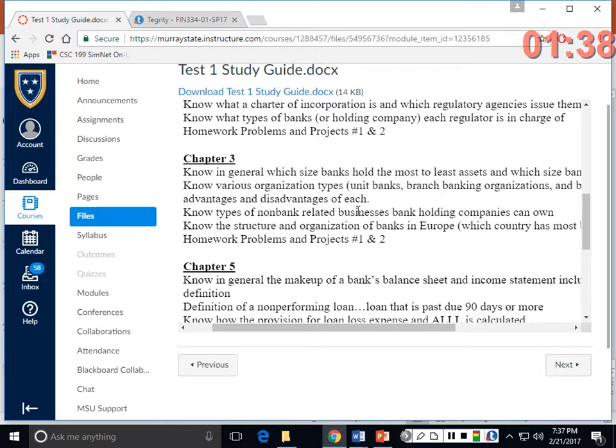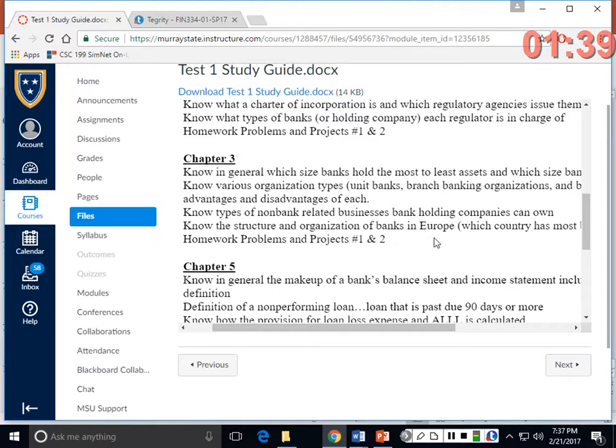Know the types of non-bank related businesses bank holding companies can own. So it has to be finance related. So bank holding companies can own mortgage companies, insurance companies, check processing centers, but it has to be finance related. For example, a bank holding company can't own an auto repair shop. Okay, it simply doesn't fit under the umbrella.